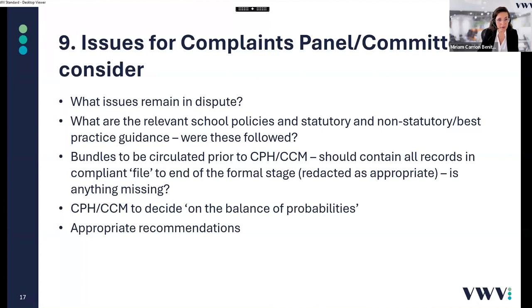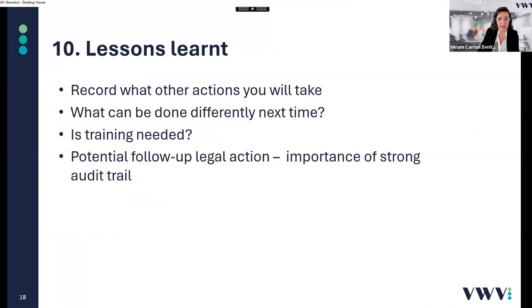The bundle should contain all the records in relation to the complaint up to that point. And you should decide whether anything is missing, and if anything is missing, you need to supplement it. The committee or panel will again decide on the balance of probabilities, so more likely than not that something happened, as parents state, and then they will make appropriate recommendations. And ideally, they would follow the same order as was followed previously in relation to the headings of complaint, so that the parent can have some consistency in how the complaint has been looked at and decided.